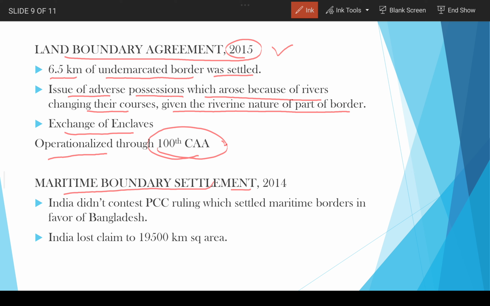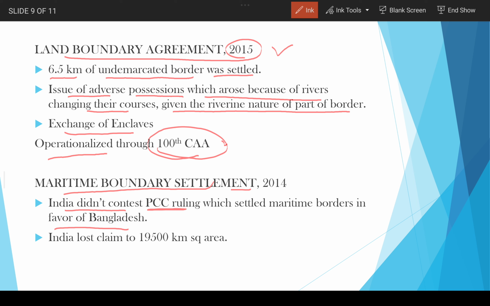Okay, then is the maritime boundary settlement. How did it take place? There was this ruling by the Permanent Court of Arbitration. India did not contest its ruling. The Permanent Court of Arbitration gave the ruling in favor of Bangladesh, and India did not contest this ruling.